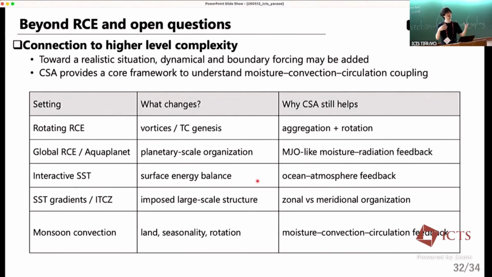So maybe the key point is which of the shortwave feedback and the longwave feedback wins. Maybe nighttime and daytime differ, so there may be some variation. There is some literature comparing these feedbacks. So maybe that's the point.